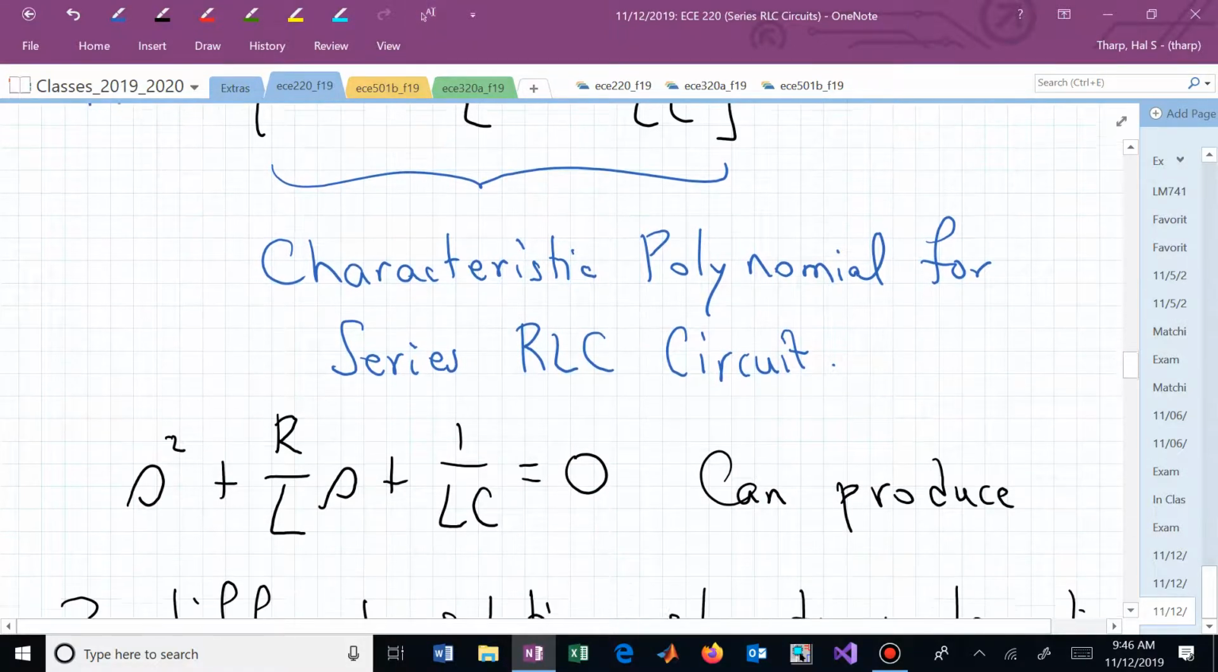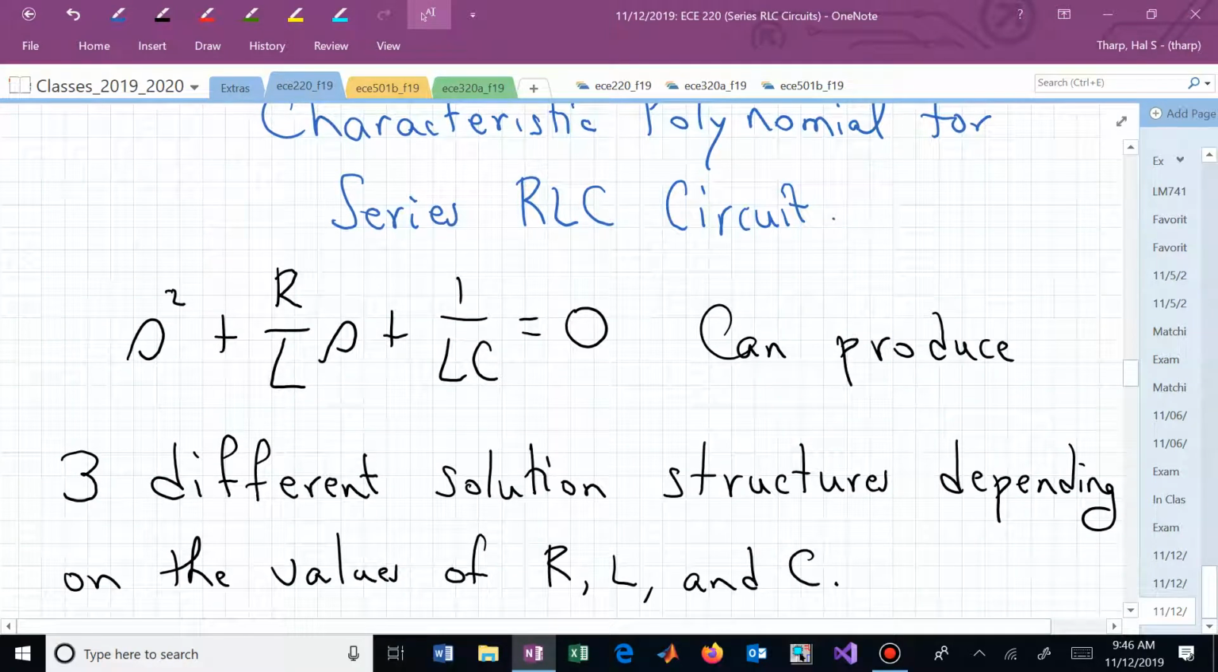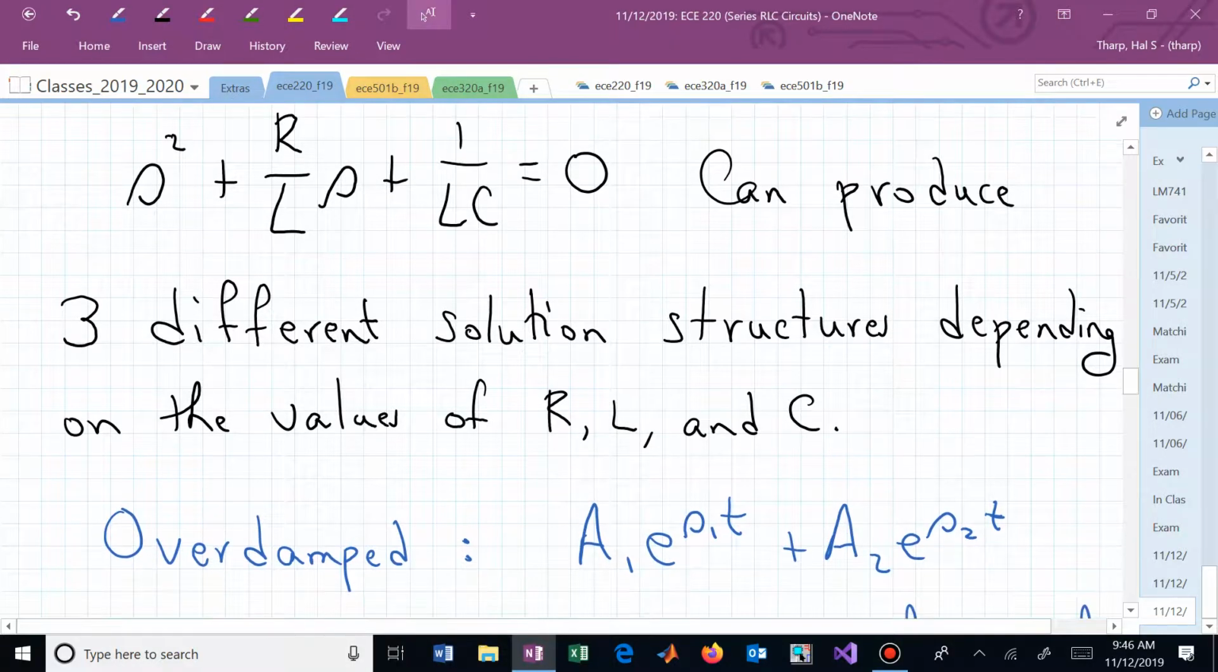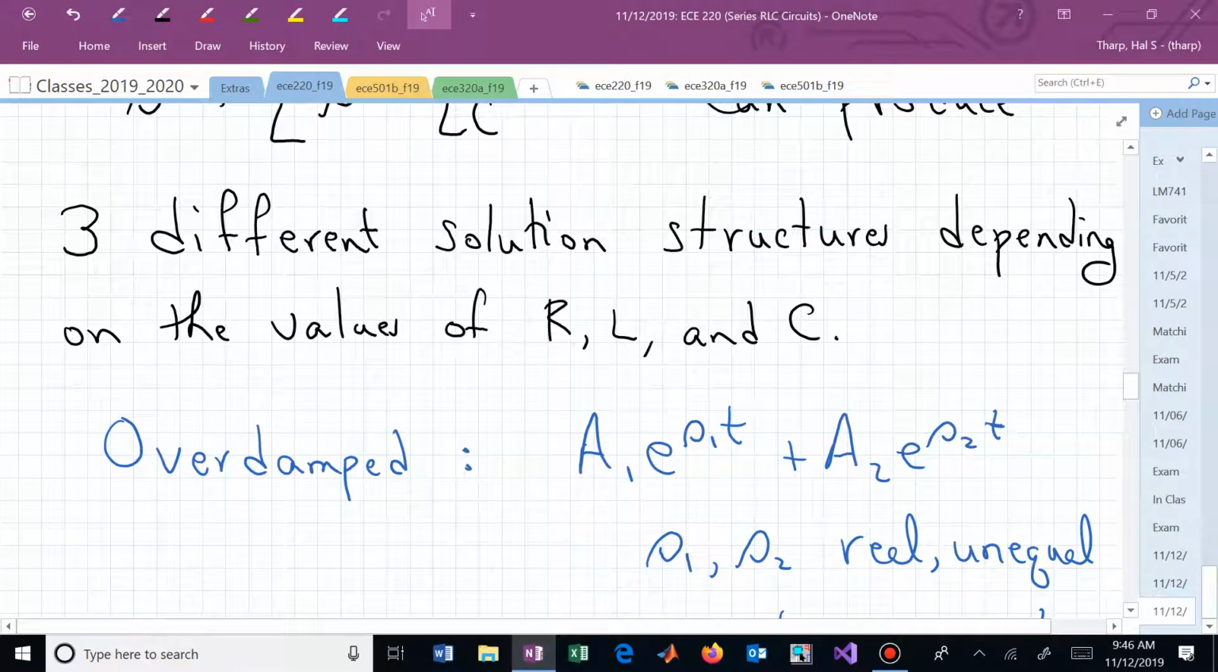That's the only distinction. And this is a second order quadratic equation, so we can get three different possible solutions or structures based on the e to the st, depending on what those values of R, L, and C are. Overdamped, we have two real unequal values of s sub 1 and s sub 2 based on R, L, and C.